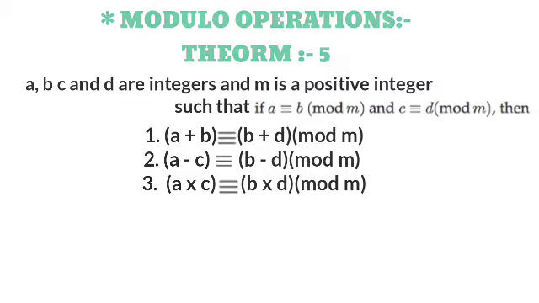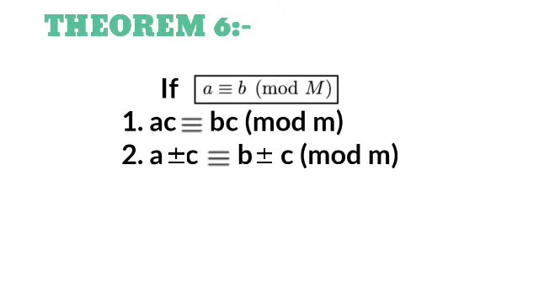Theorem 6 states that if a is congruent to b mod m, then for any constant c, ac is congruent to bc mod m, and a plus or minus c is congruent to b plus or minus c mod m for any integer c. This is what theorem 5 and theorem 6 state. In upcoming exercise sums, we'll use these theorems to solve the sums.